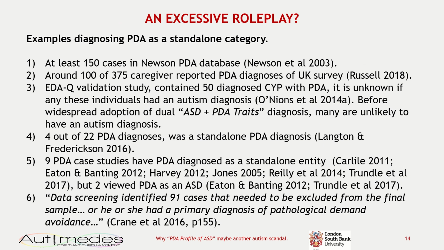So yeah, I'm going to briefly mention this other example of what's probably non-autistic PDA. If you look at the initial validation study for the Extreme Demand Avoidance Questionnaire, it contains a group of 50 diagnosed children and young people with PDA, but it is unknown if these individuals had an autism diagnosis. But this was done before the time when the dual autism and ADHD diagnosis was commonly diagnosed. And that matters because we know that there's huge variation in clinical practice in PDA now, but also back then, and that many of those people with PDA basically didn't meet threshold for autism.